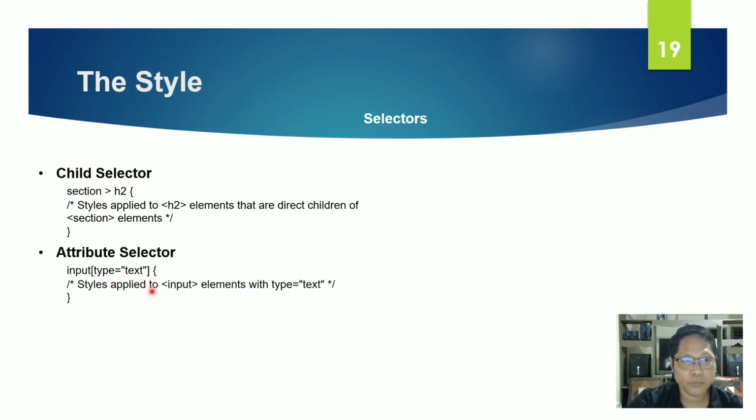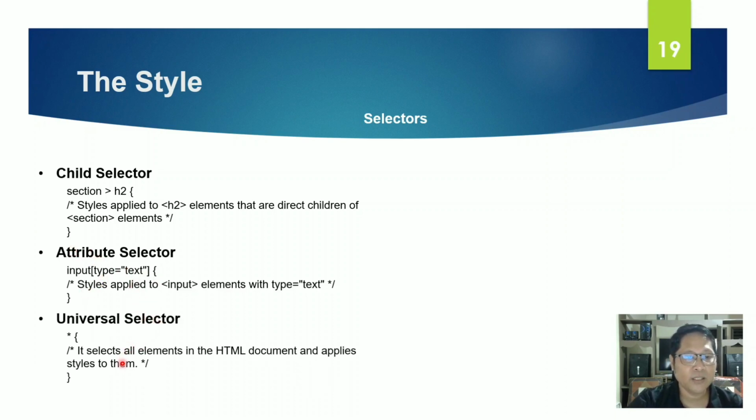Next we have the attribute selector. We have an input, and then a bracket, and then type is equal to text. This is the attribute: type is equal to text. That's why we call this the attribute selector, because we have an attribute here. So styles are applied to input elements with the type text. Okay, so this is the attribute selector.